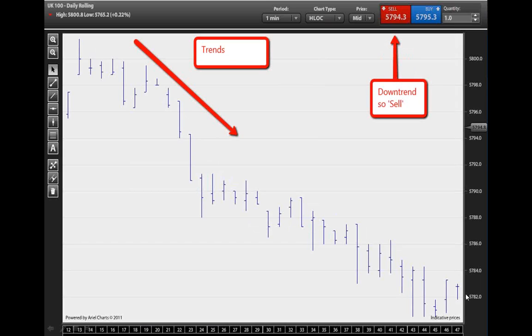I see a downtrend here, and I think to myself, well, it's a nice little downtrend. I think that's going to continue, so I'm just going to hit sell. I'm going to put £1 a point in because I'm a beginner. I'm still testing the waters.